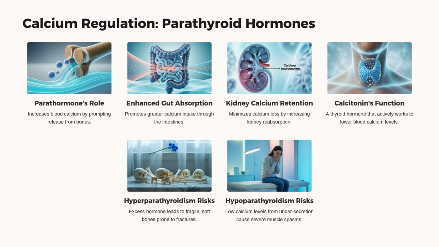Hyperparathyroidism risks. Excess hormone leads to fragile, soft bones prone to fractures. Hypoparathyroidism risks. Low calcium levels from undersecretion cause severe muscle spasms.